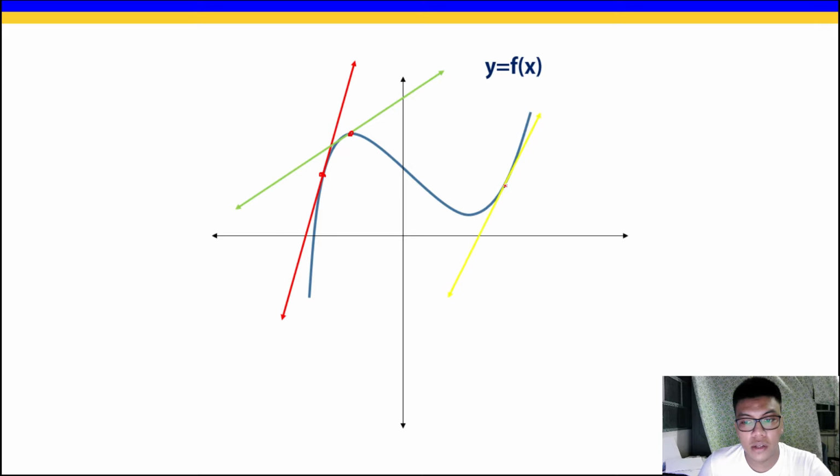Then pwede rin dito, no, sa side na to. Baka naman may magsabi, pwede rito. Diyan. So mag-intersect ka dyan, ano, kapag naglagay ka ng tangent line.